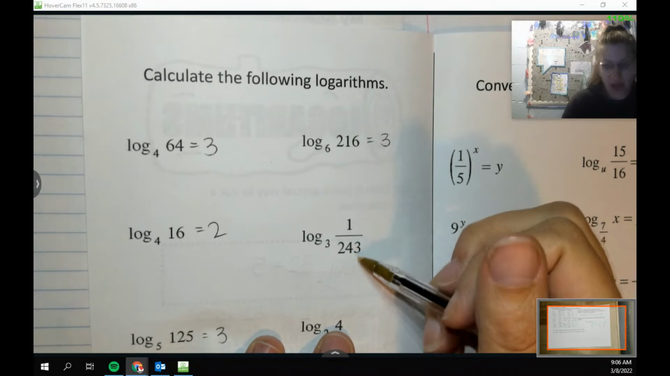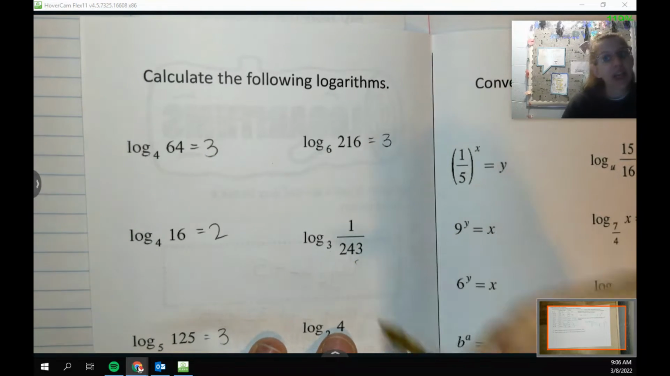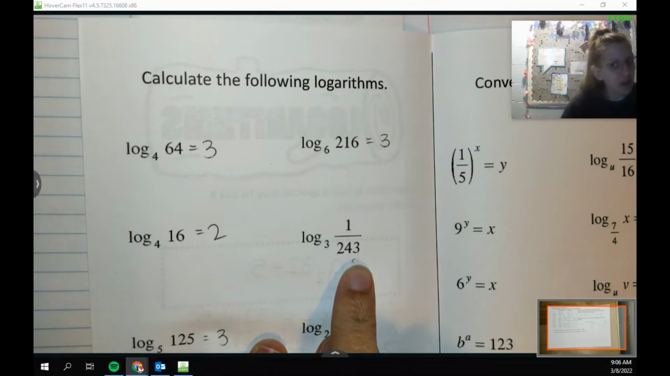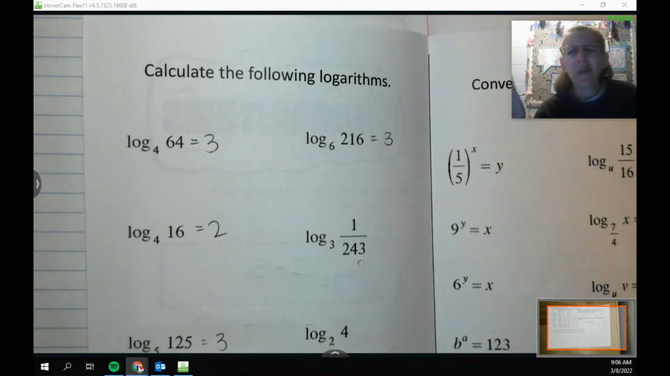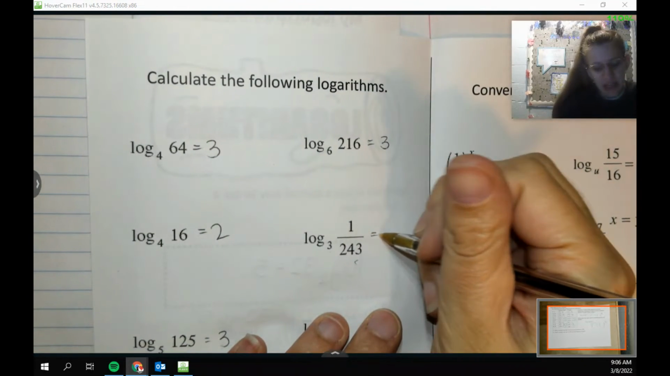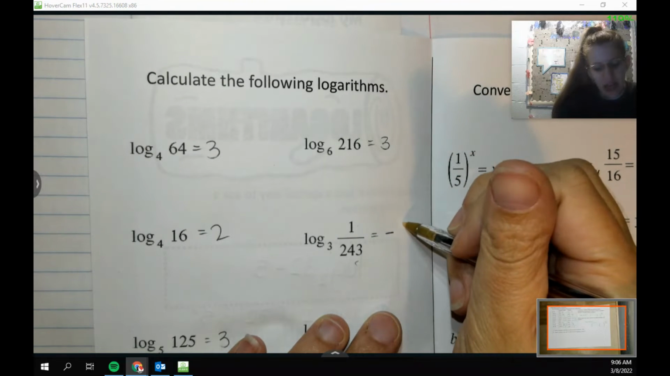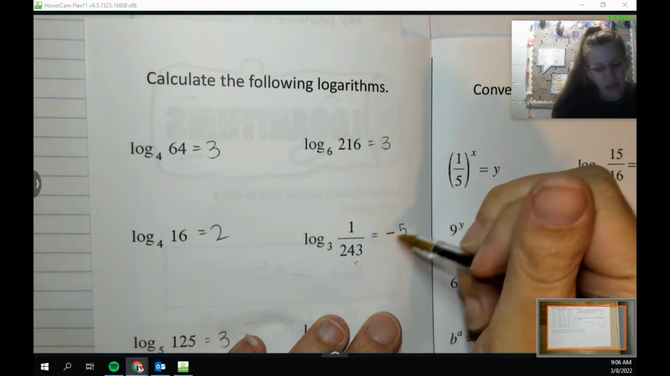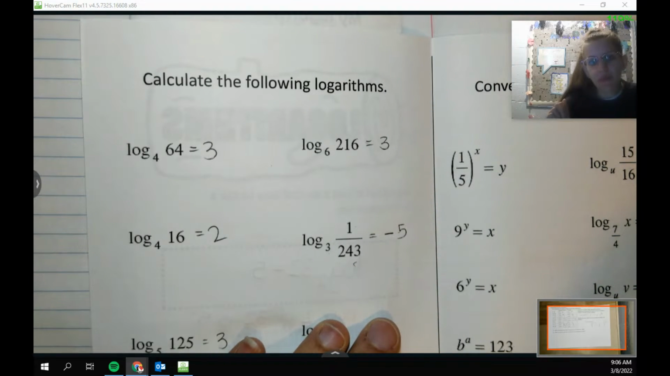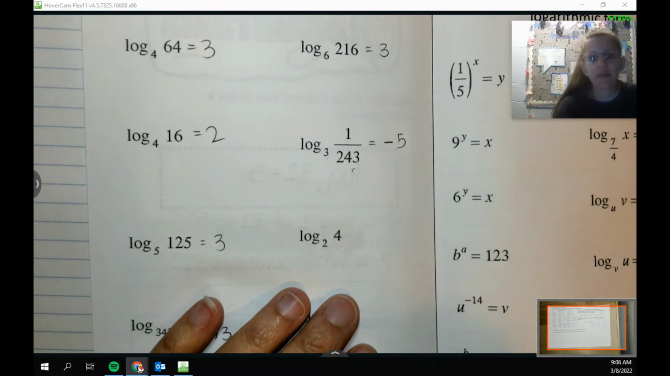Log base 3 of 1/243. So this is interesting because we went from a small number to an even smaller number. But I kind of think of it almost as a small number going to a big number under 1. And exponents that make me go under are negative. So I know that this is definitely negative. And then I think it's 5. Like 3 to the 5th power is 243. And then negative flips me. So I think if we're fractional, we want a negative involved.